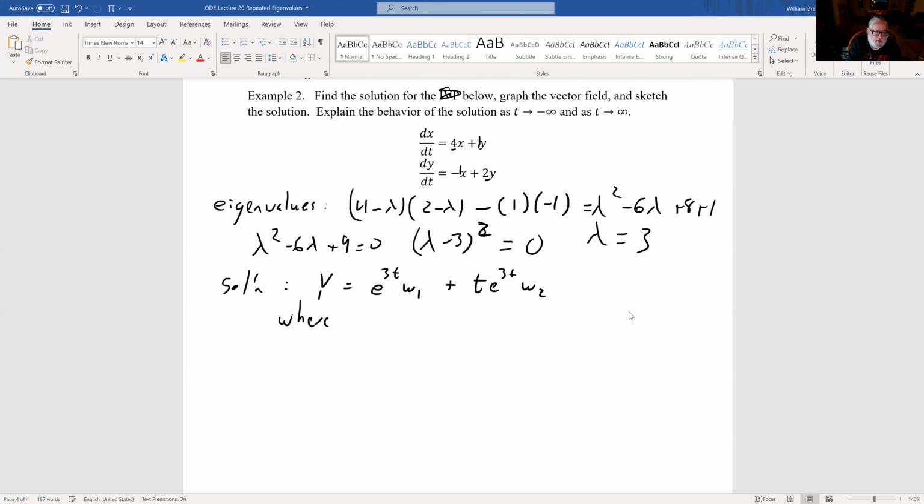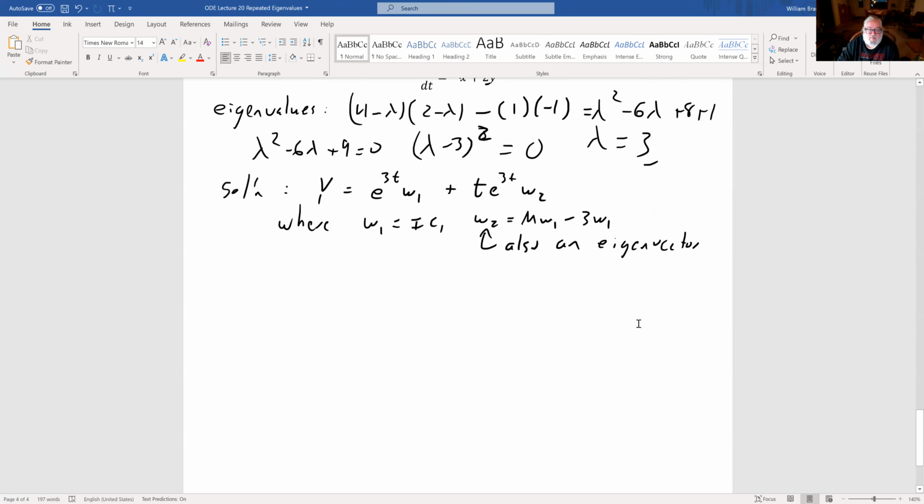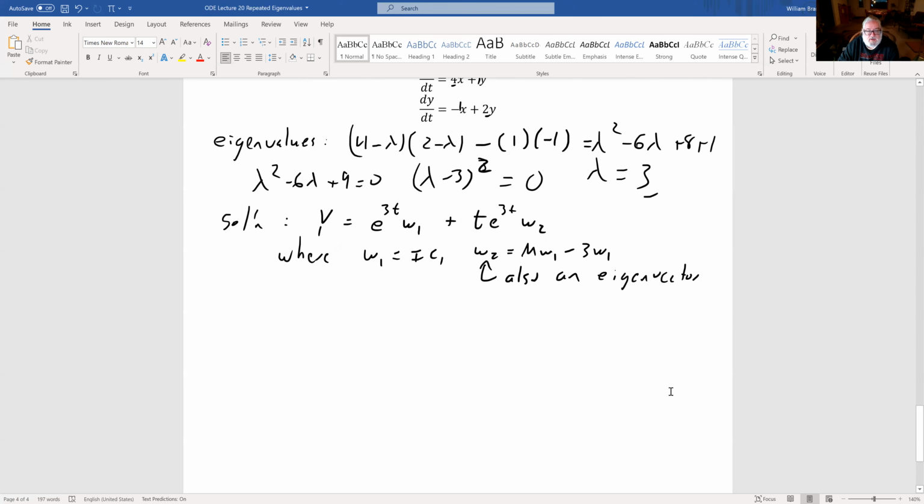where W1 equals initial conditions, W2 equals M W1 minus 3 W1 because lambda is equal to 3. But this is also an eigenvector, and we know that that eigenvector controls the behavior of this kind of thing. So since we don't have an initial condition, we can just solve this for an eigenvector. So we can just make up an initial condition, right?